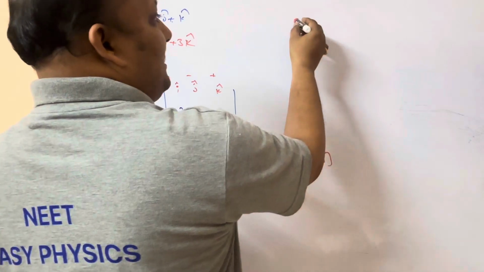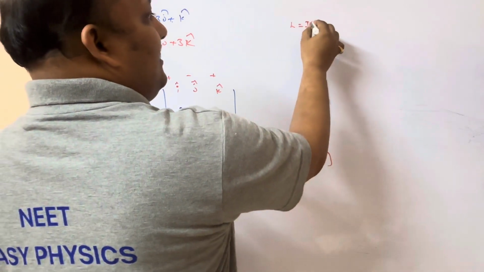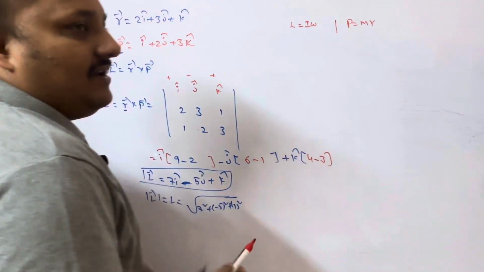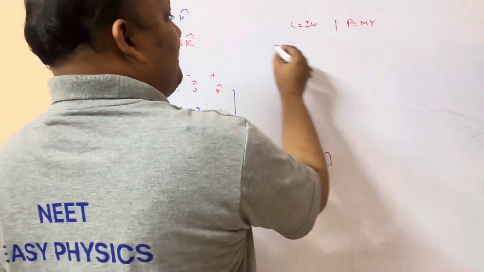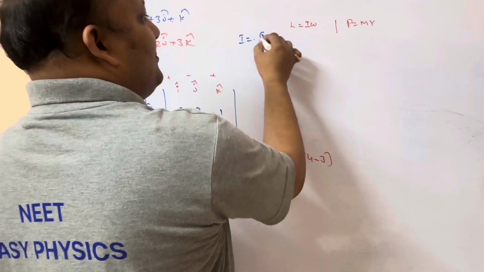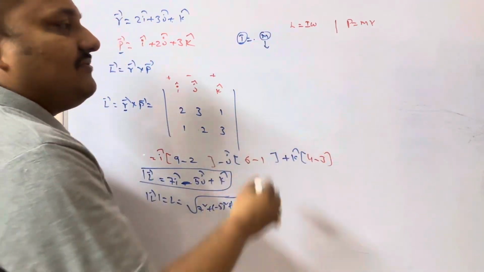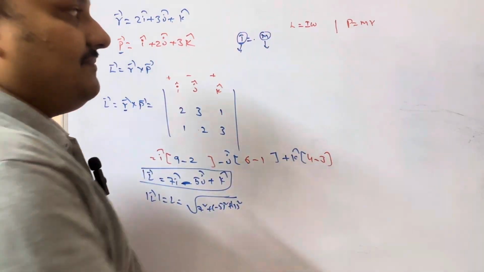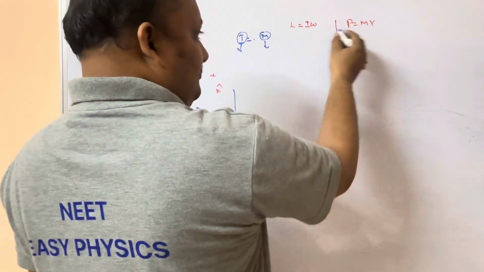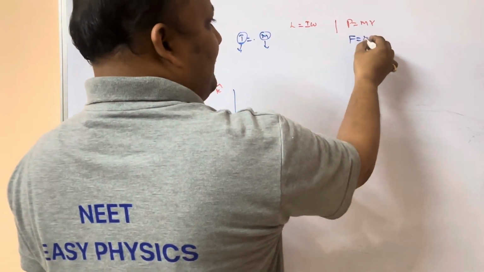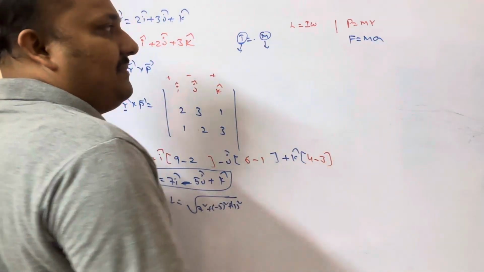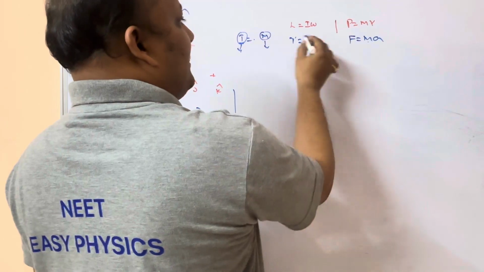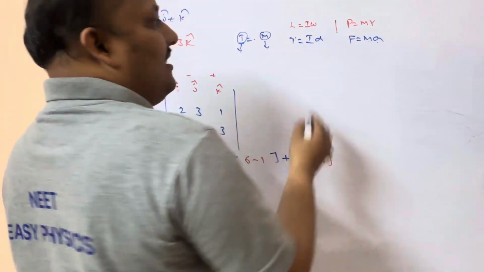Next, similarities. L we said is I omega; in linear motion, it is mass into velocity. Where we get moment of inertia, there we get mass. Mass is a measure of inertia, moment of inertia is a measure of rotational inertia. Next, force in the final equation we generally write as m a. Here also torque tau is equal to, in place of m, I, and in place of a, alpha.